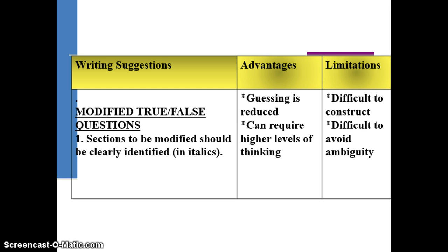So writing suggestions, modified true or false questions. Sections to be modified should be clearly identified in italics. Advantages: guessing is reduced, and it can require a high level of thinking. Limitations: difficult to construct, and difficult to avoid ambiguity.